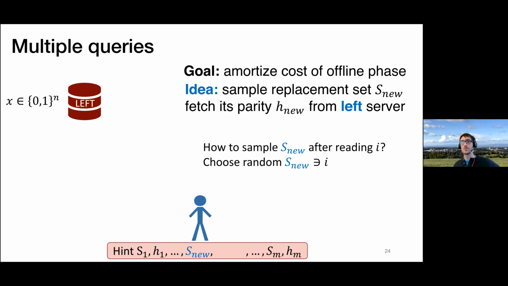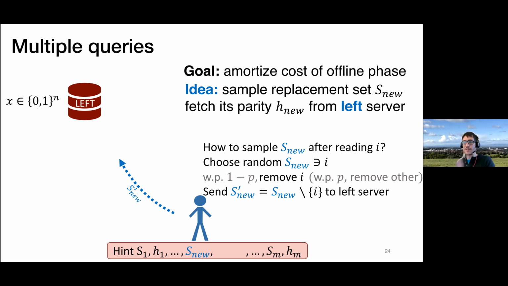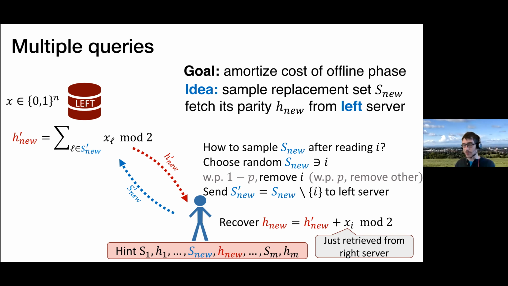You cannot just send to the left server a set that includes index I, because this would leak something about I. What we do is something very similar to what we do when the client talks to the right server: with a large probability, we remove this index I from the set, and with some small probability, we leave it in, such that the view of the left server again will be a uniformly random set. And then the crucial point is that, even if the client retrieves the parity of this set S new prime from which index I was removed, it can still recover the correct parity bit of the set S new that contains I by using the fact that it has just learned the value of bit XI from the right server.